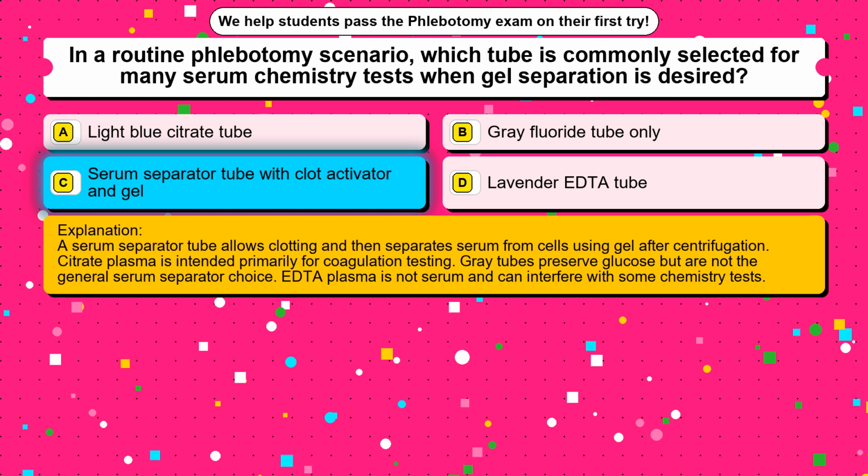A serum separator tube allows clotting and then separates serum from cells using gel after centrifugation. Citrate plasma is intended primarily for coagulation testing. Gray tubes preserve glucose but are not the general serum separator choice. EDTA plasma is not serum and can interfere with some chemistry tests.